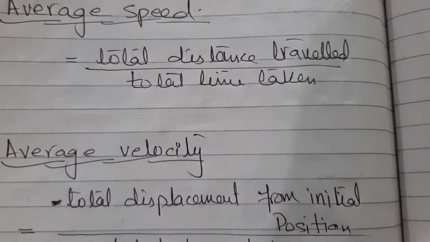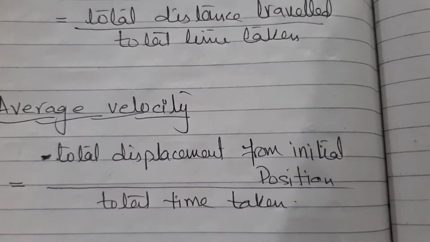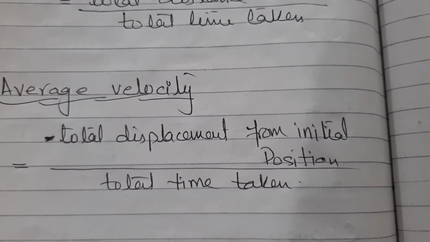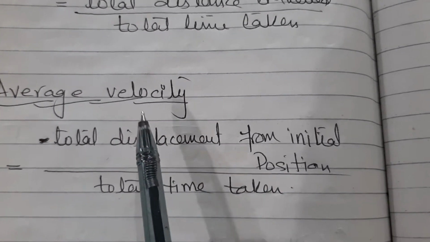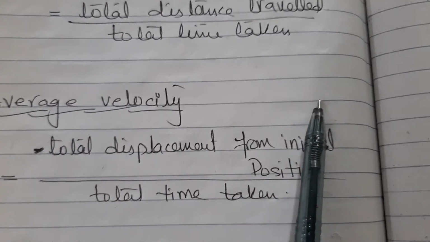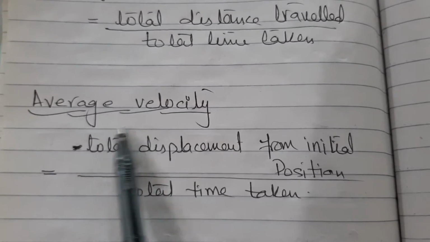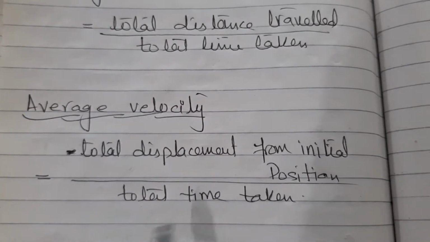And what is average velocity? Total displacement divided by total time taken. Displacement is basically the distance from the origin, from the starting point to the ending point. That is displacement. So average velocity is displacement divided by time.